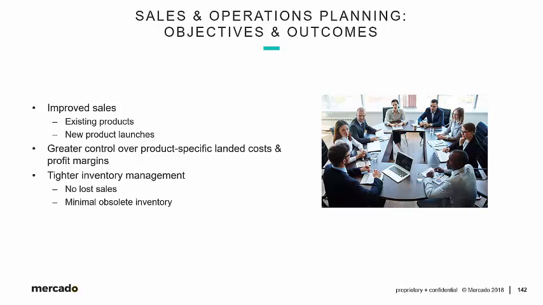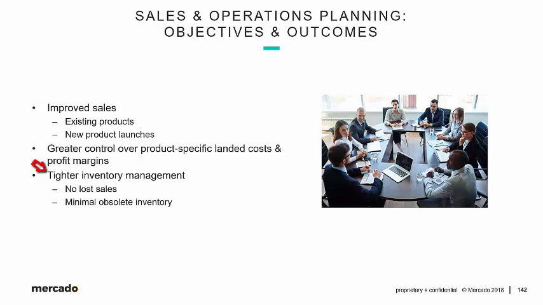Second bullet, also as an objective and desired outcome, we're looking for greater control over product-specific landed costs and profit margins. As a part of sales and operations planning, we have to be looking at the financial side of the equation. It's not just about having the right product in the right place at the right time, although that's a noble set of goals to have. We have to do that profitably. S&OP should compel us to be looking at item-specific landed costs and the profit margins associated with them.